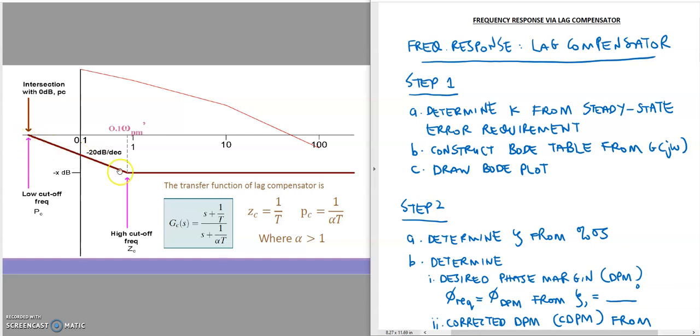The crossing point between the slope and the 0 dB line is the low cutoff frequency, the PC value, the pole compensator. This is the transfer function of the lag compensator: S plus ZC, where ZC is equal to this one, over S plus 1 over alpha T, where this one is PC, the pole compensator, and alpha is larger than 1.